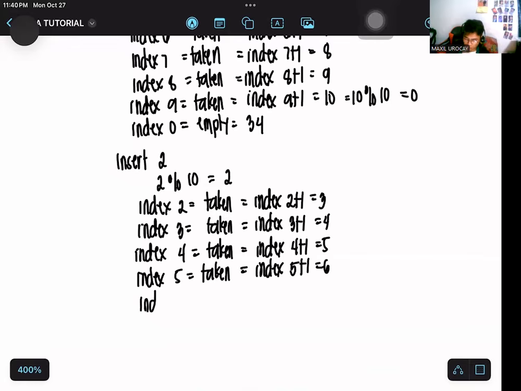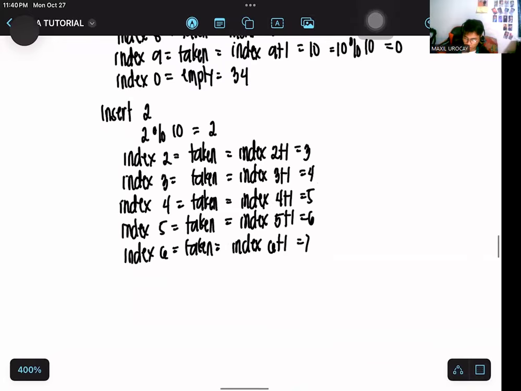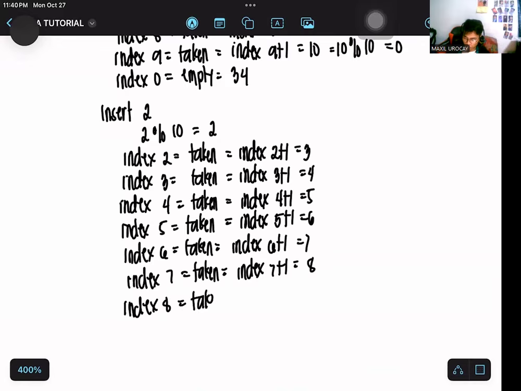Index 6 is also taken. So keep on checking. Then index 7 is also taken. Index 8 is also taken. You have to do the algorithm over and over. Index 9 is also taken.